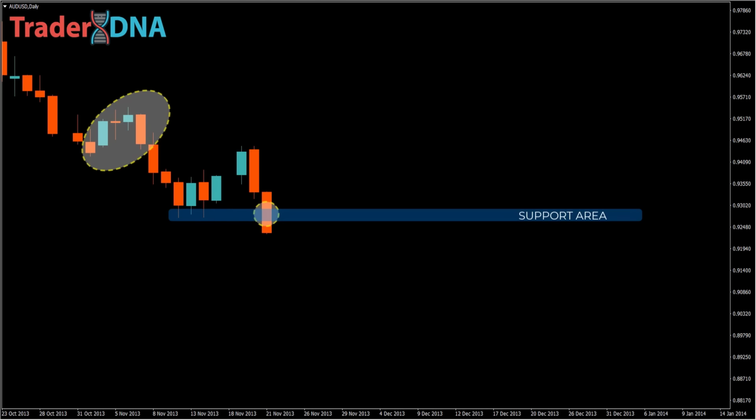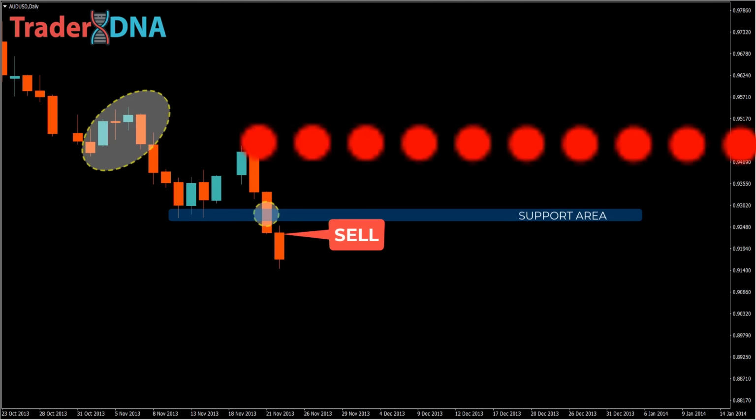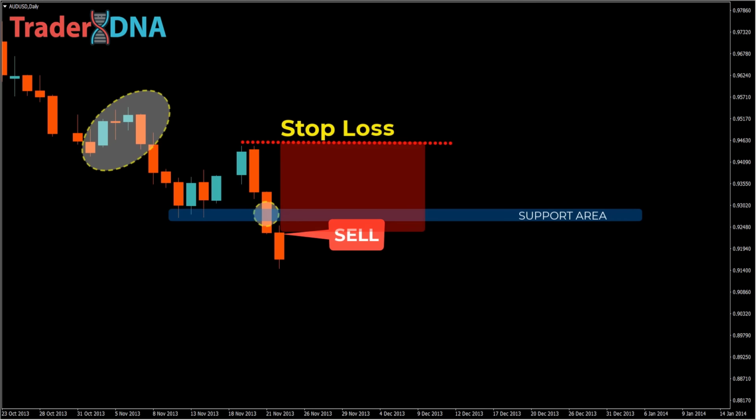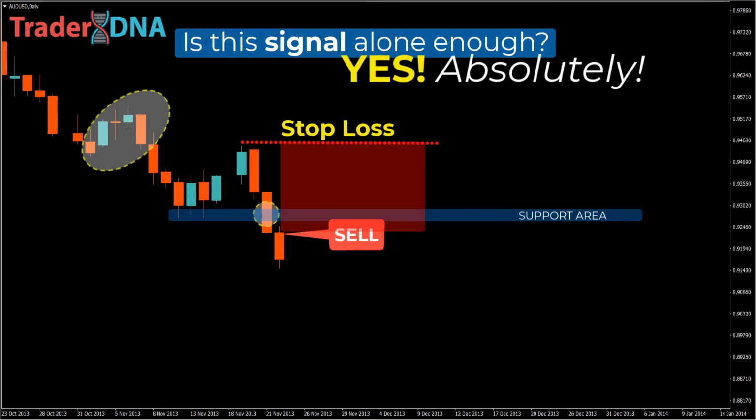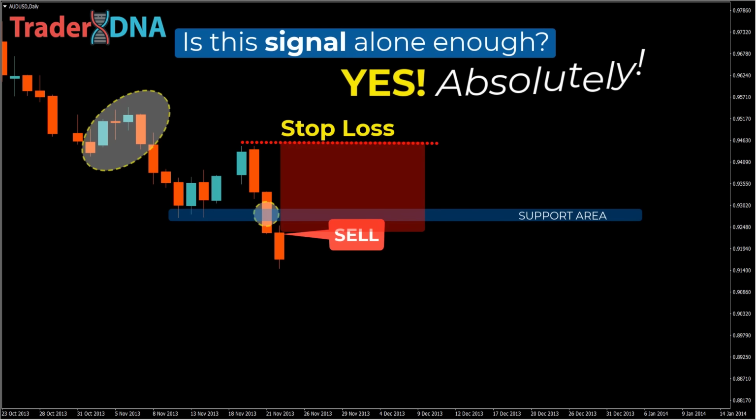that support level. Now, when you see this exact setup, a bearish breakout bar with a strong body and almost no wick, you should immediately enter a sell position on the next candle's open. And of course, set your stop loss at the nearest swing high to protect your trade. Now, is this signal alone enough? Yes, absolutely. This is already a high probability sell setup.